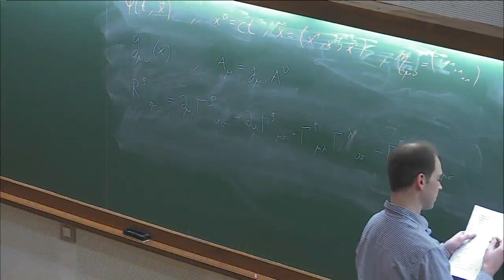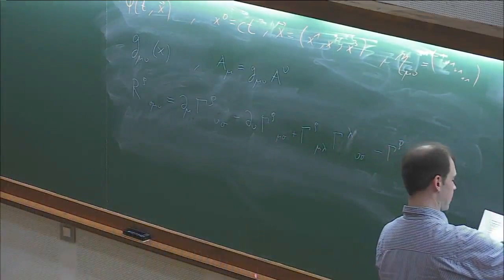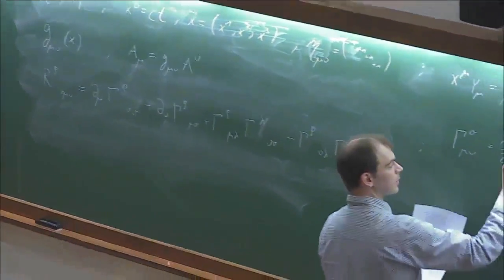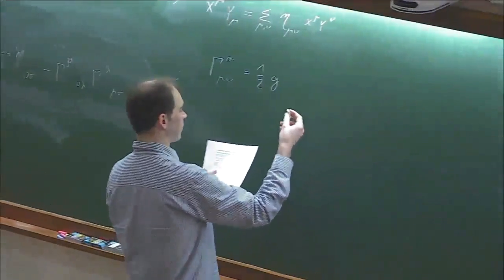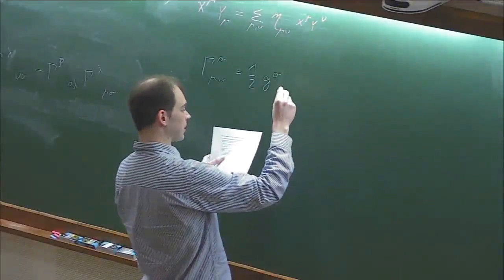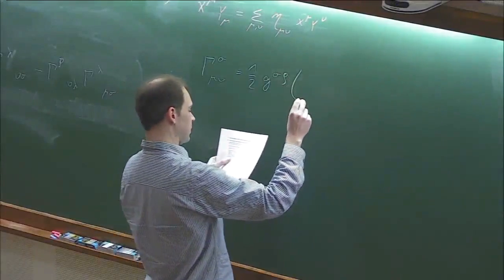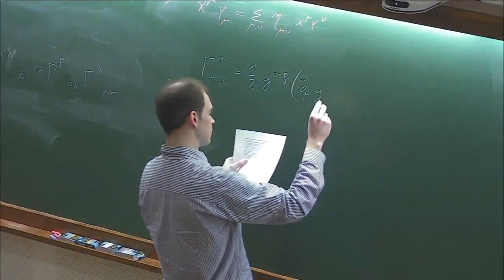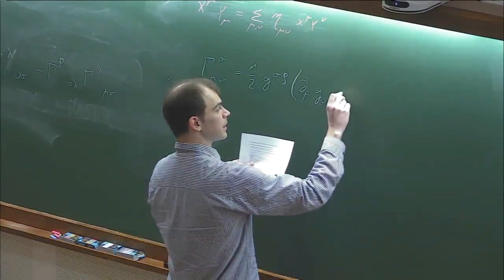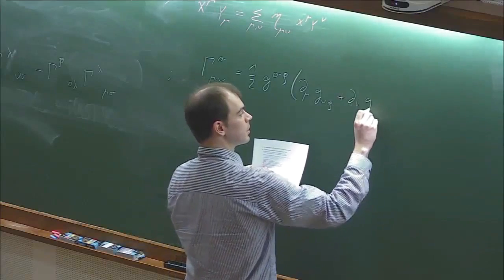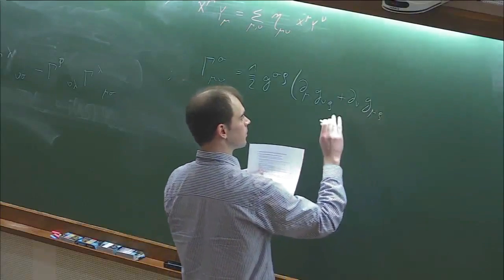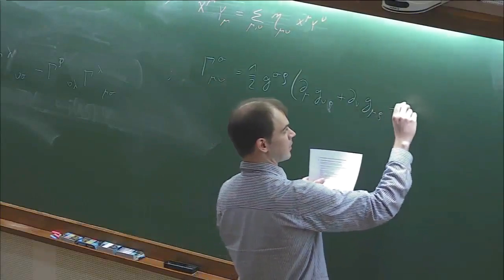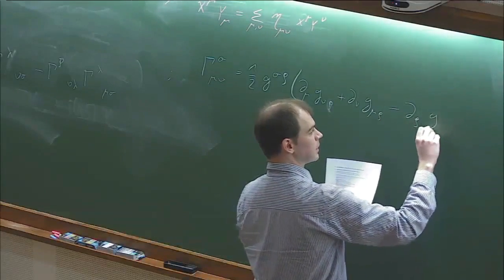Where the gammas are the Christoffel symbols that are defined as follows. So this is 1/2. They can be calculated from the metric. So this is g sigma rho, and then we have the derivatives of the metric components: d mu g nu rho plus d nu g mu rho minus d rho g mu nu.